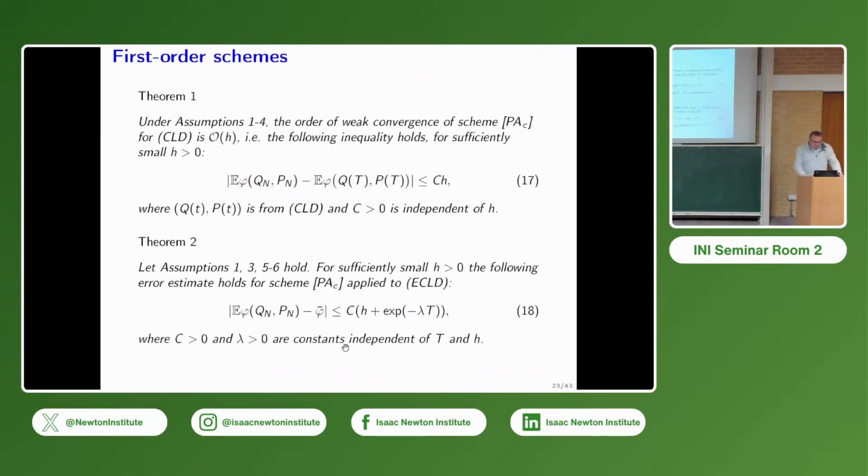We prove the following 2 theorems for the first order scheme. The first one is the finite time convergence theorem, where the constant might depend on the integration time. And we have the second theorem for the ergodic limits, where the constant can't depend, of course, on capital T.